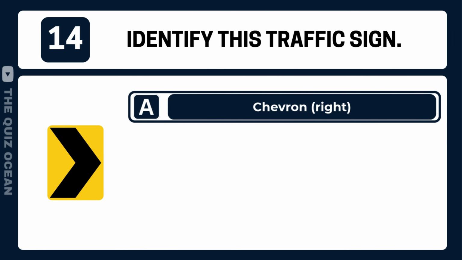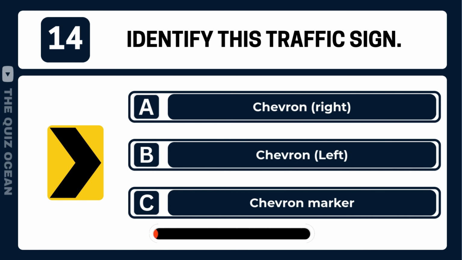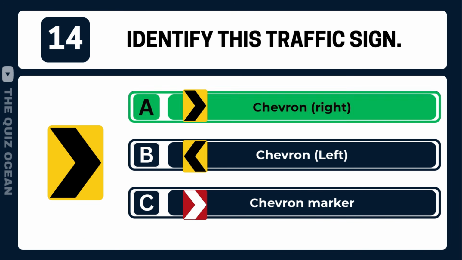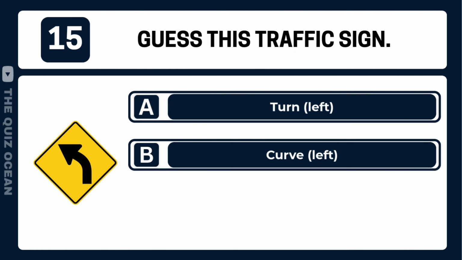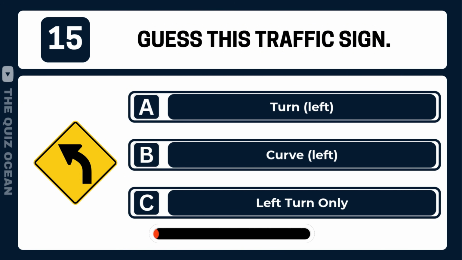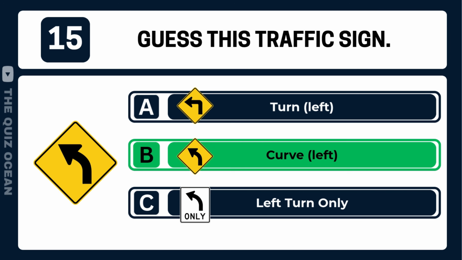Question 14. Identify this traffic sign. The answer is A. Chevron right. Question 15. Guess this traffic sign. The answer is B. Curve left.